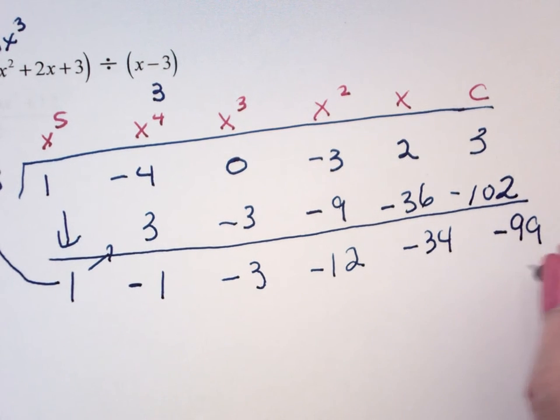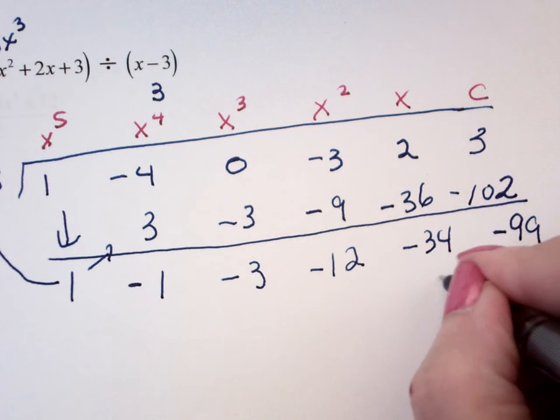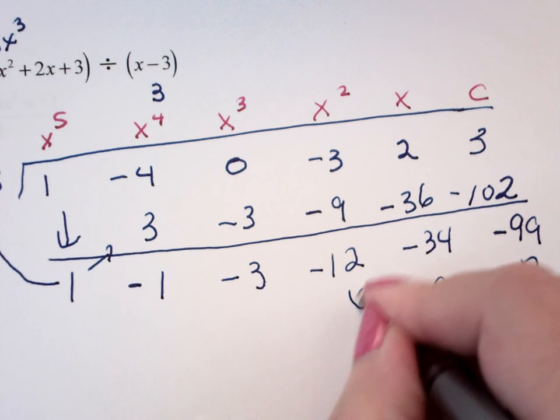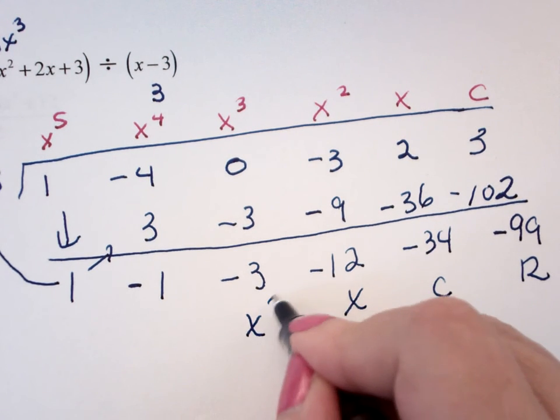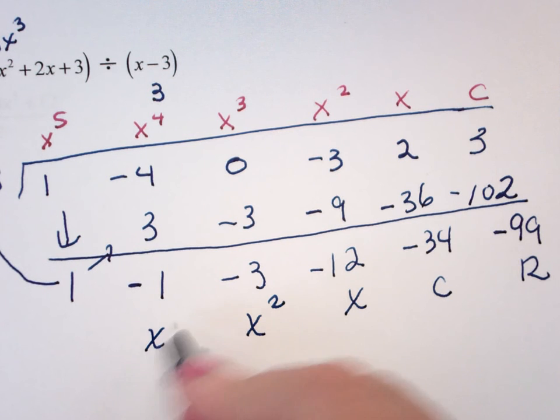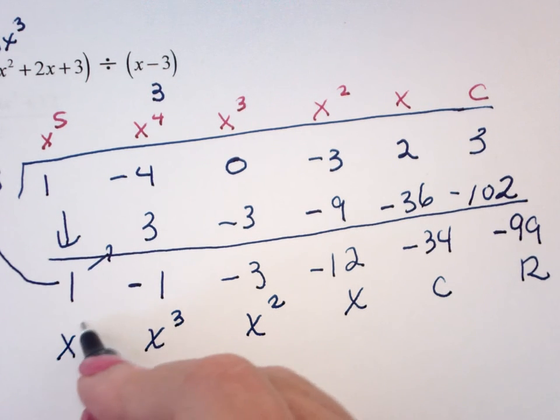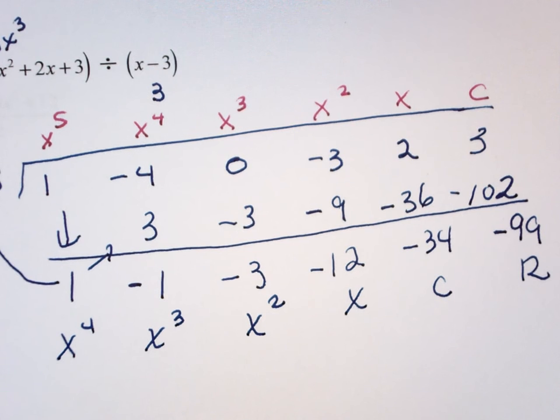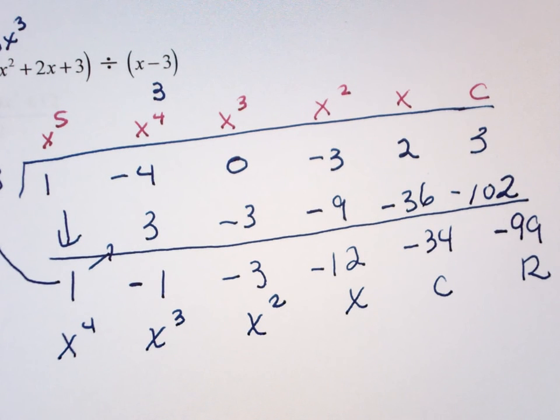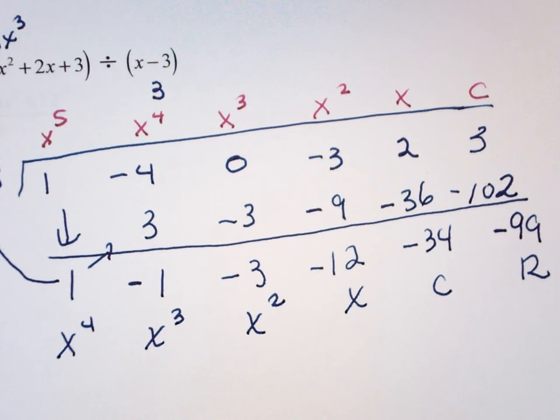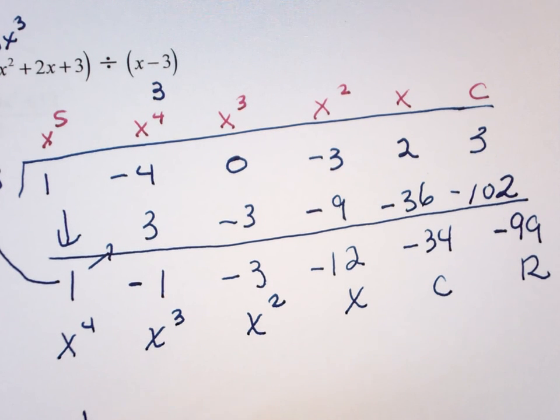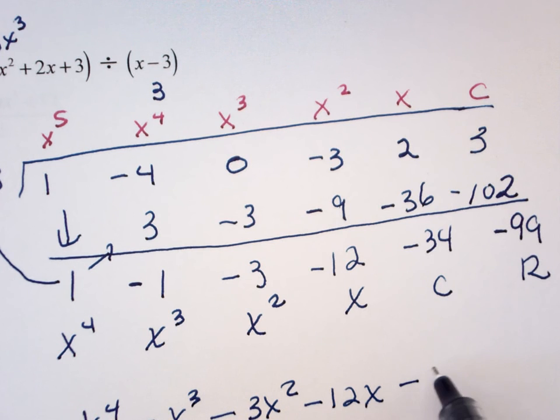Now, remember, this is the remainder. This is the constant. This is the coefficient of x. This is the coefficient of x squared. This is a coefficient of x cubed. This is a coefficient of x to the fourth. So if I go from left to right, I can't be wrong, at least with my powers. So this says my answer is x to the fourth minus x to the 3 minus 3x to the 2 minus 12x minus 34 with a remainder of negative 99.